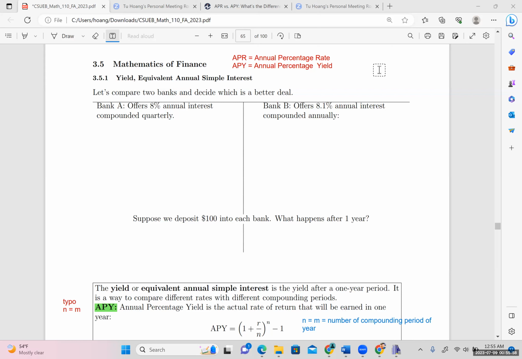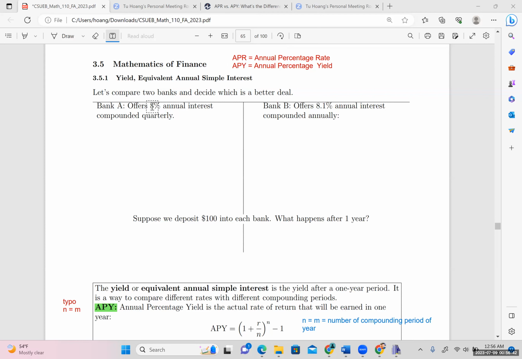Keep in mind that APR is annual percentage rate, or just basically annual rate in terms of percent. APY is annual percentage yield. You convert the APR, annual percentage rate, maybe compounded quarterly, daily, or yearly, or something like that, and convert it to APY, in terms of 1 year.